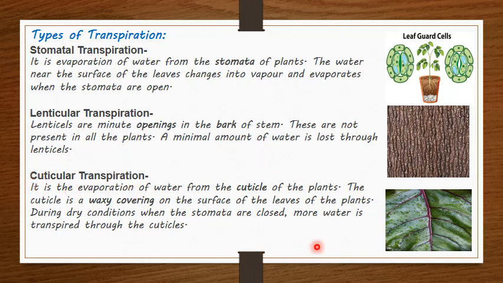Cuticular transpiration. It is the evaporation of water from the cuticle of the plants. The cuticle is a waxy covering on the surface of the leaves of the plants. During dry conditions, when the stomata are closed, more water is transpired through the cuticles.